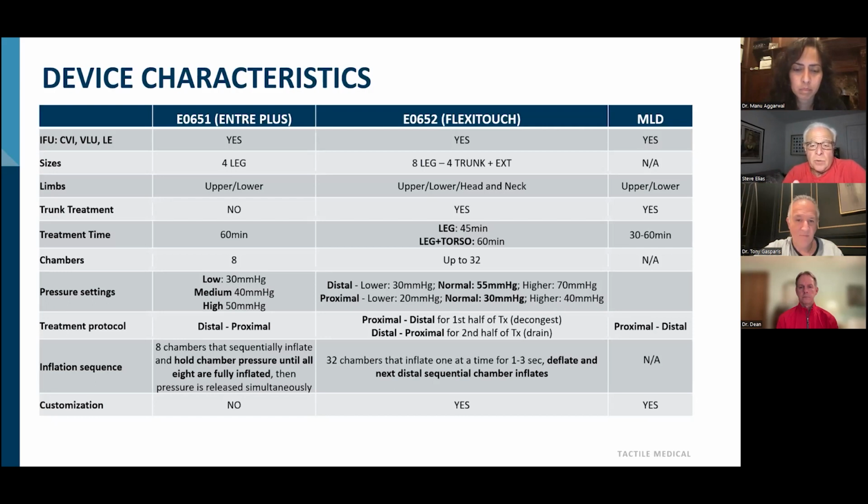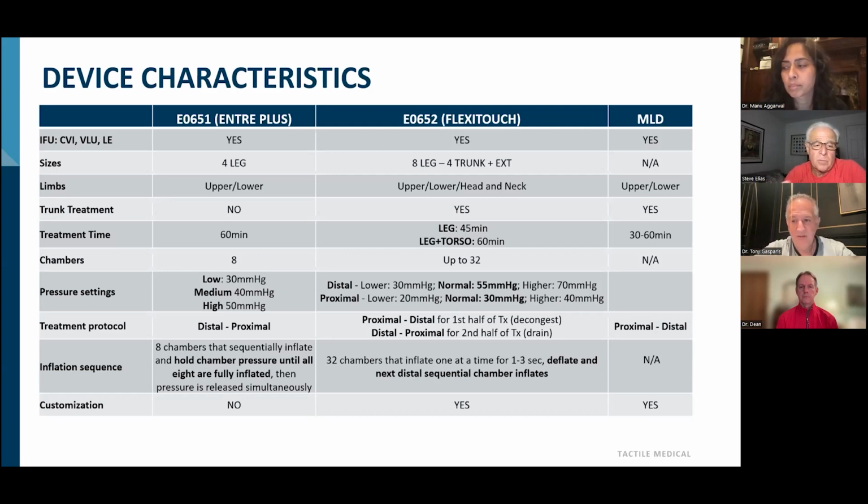In the 652, if you want to decongest your truncal area first, there's a proximal to distal sequence for the first half of treatment to decongest or get rid of whatever's in the reservoir in the truncal area. So when you then go distal to proximal and are bringing that lymphatic fluid up, the truncal component can accept it. It's not congested or ready. And manual lymphatic drainage really is proximal to distal.